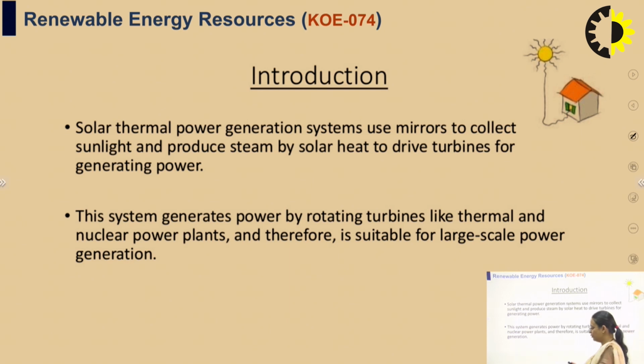So basically it uses mirrors to collect the sunlight and to produce steam. After collecting the sunlight from the sun by using the mirrors, the steam will be produced by solar heat, which helps to drive the turbines, which in turn generate the power. So this system basically generates power by rotating turbines, just like thermal and nuclear power plants. Therefore it is suitable for large scale power generation.